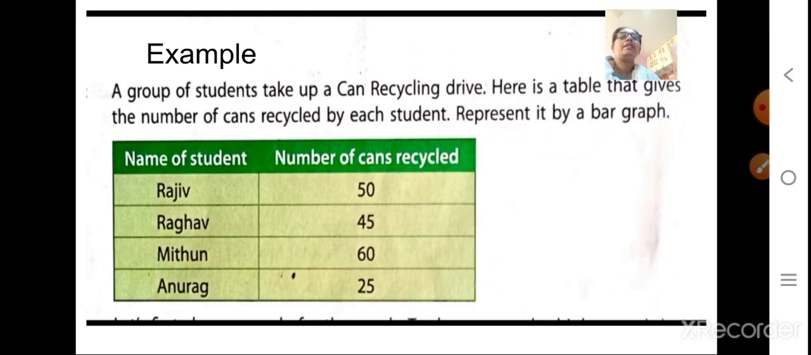Here is an example: a group of students take up a can recycling drive. Here is a table that gives the number of cans recycled by each student. Now represent it by a bar graph. Raju has recycled 50 cans, Raghav 45, Mithun 60 and Anurag 25. Using this data, we have to draw the bar graph.